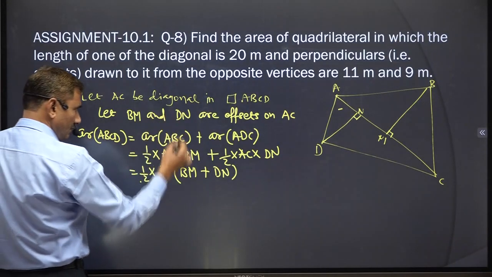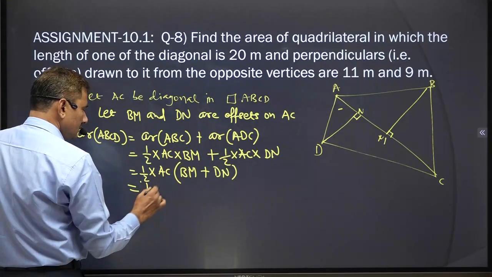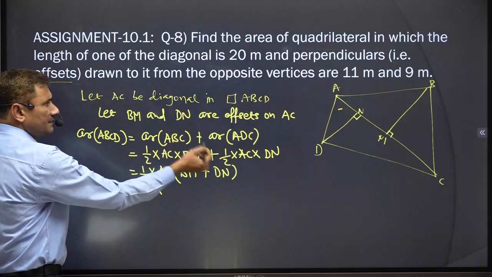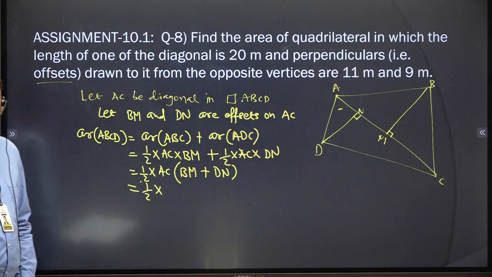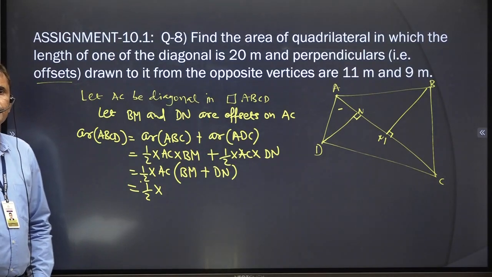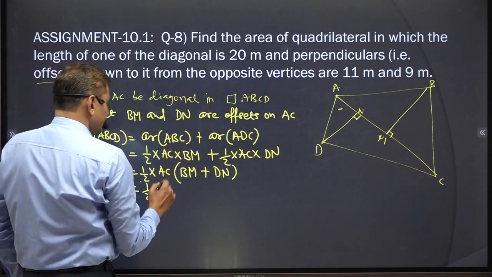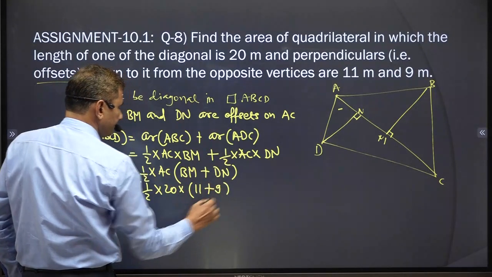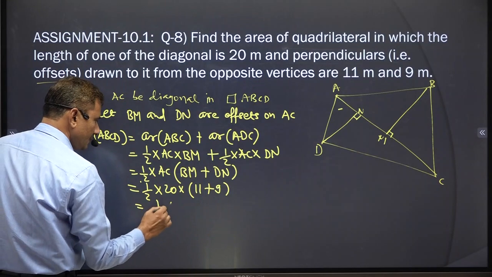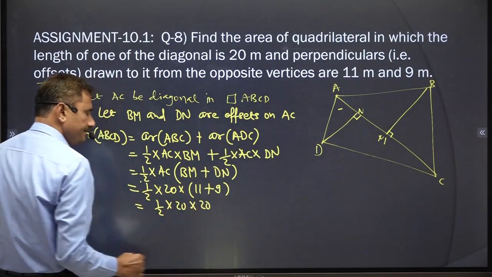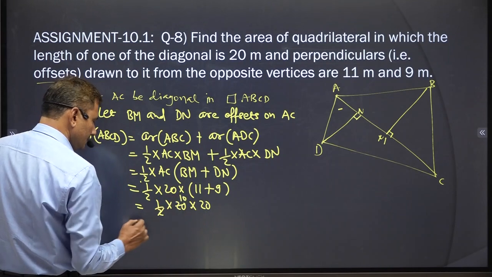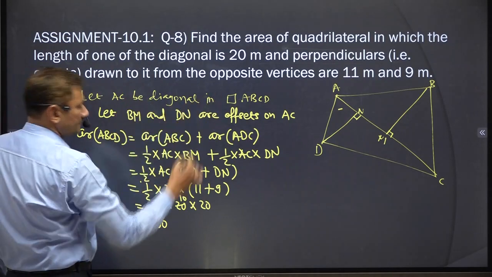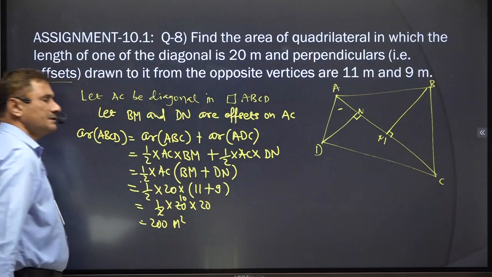Okay. So now we already derived it here, but the matter is the same. You have to remember this formula, otherwise you have to find it by the triangles' areas formula. So now AC is given 20, these are given 11 plus 9, so it is half into 20 into 20, 2 into 10, so it is 200. Okay, and everywhere meter is given, so meter square. So this is our final answer.